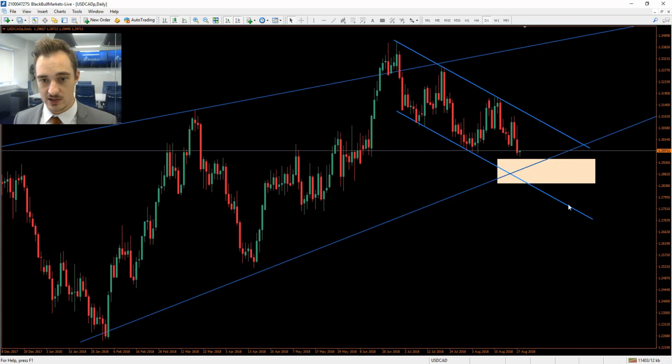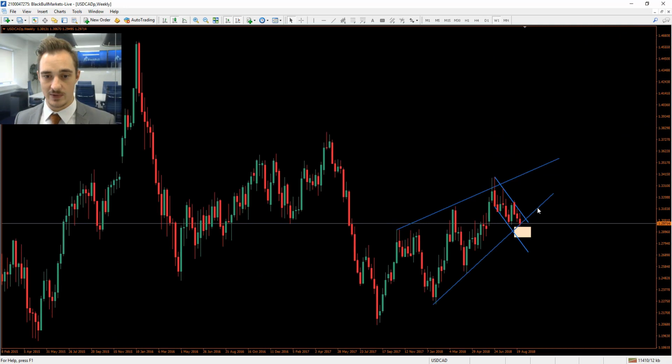If it does go past here, keep in mind that we have this channel forming. So there are potential moves to the upside, keeping in mind this wedge that we have, it could continue in that pattern on the higher time frame here on the weekly. So that was the US dollar CAD.